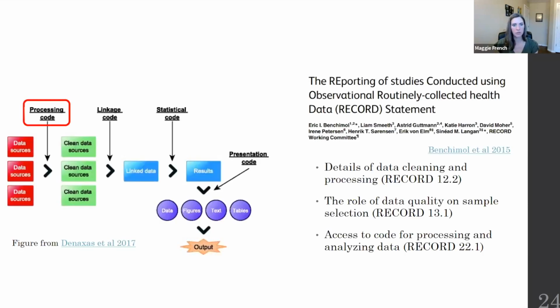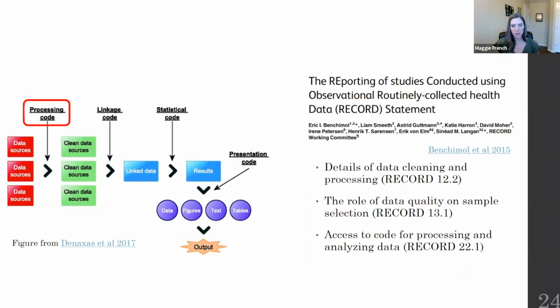Now, these data quality checks can be quite time consuming, but it really is essential. So much so that the RECORD statement, which is one of the STROBE reporting documents that we're expected to use with this type of research, really highlights that data cleaning and processing, even though it's only like the very first step of the research and analytical pipeline, is really important, and we need to be reporting how we're doing it.